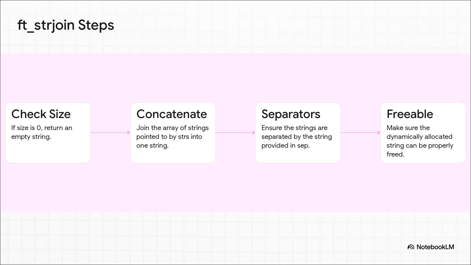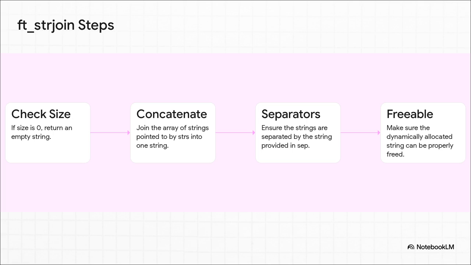Step 1. Handle the edge case. If size is 0, the instructions specify you must return an empty string that can be freed. My advice? Do not just return null. Allocate one single byte of memory using malloc and immediately drop a null terminator in there. That way the caller can safely use free on it later without their whole program crashing.